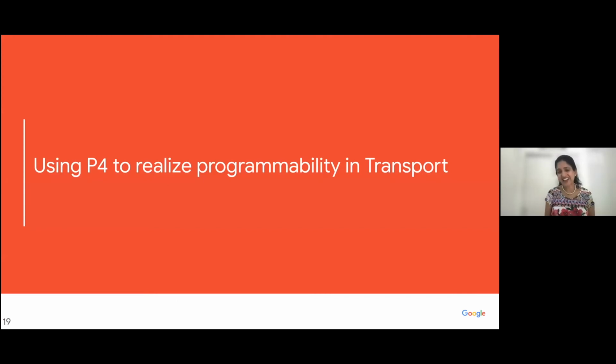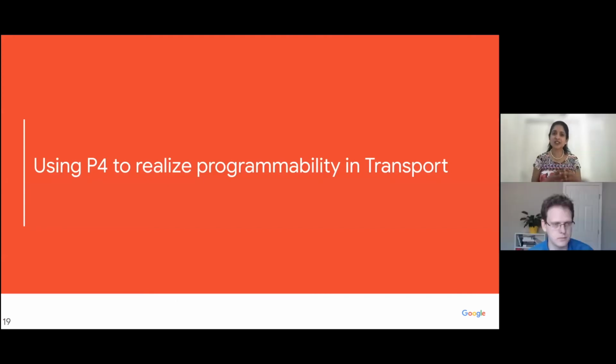So next, I'm going to hand it over to my co-presenter, Konstantin, who's going to take the Swift framework and dive a bit deeper to show us what it takes to express some of these constructs in Swift in P4. Konstantin, on to you.